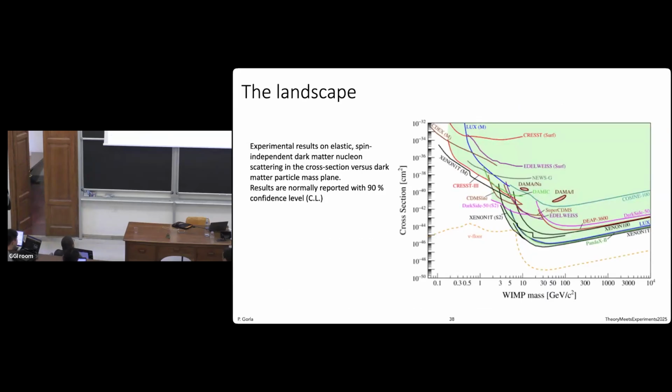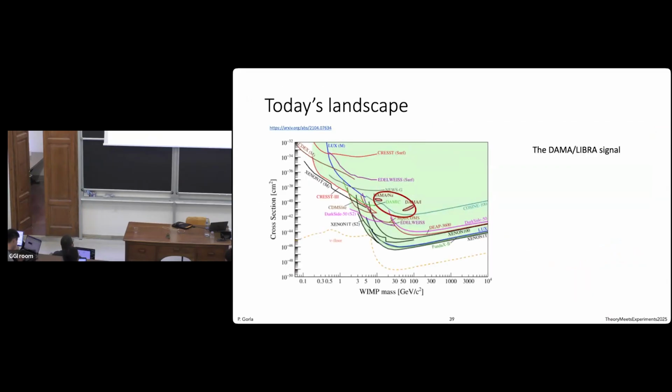Nowadays, this is a summary, maybe not super up to date, but roughly you have the xenon experiments here. You have the argon experiments trying to reach the same sensitivity. And as you may see, the cryogenic crystal detectors moved to be the leaders in light dark matter particles.